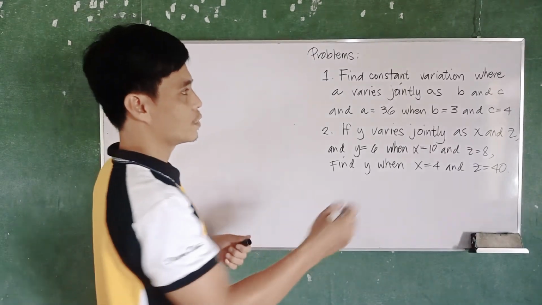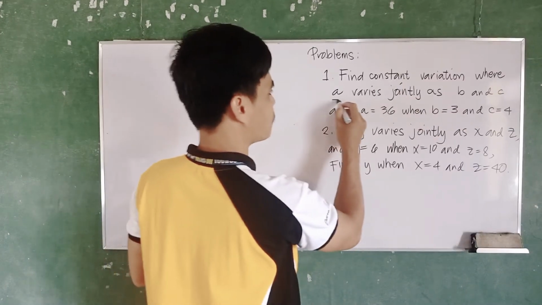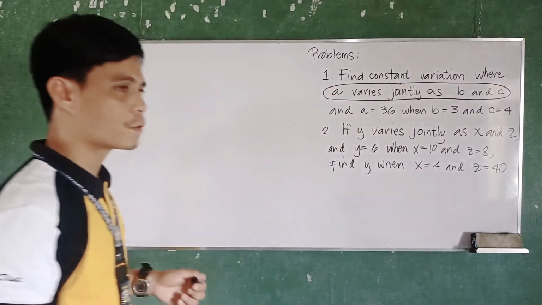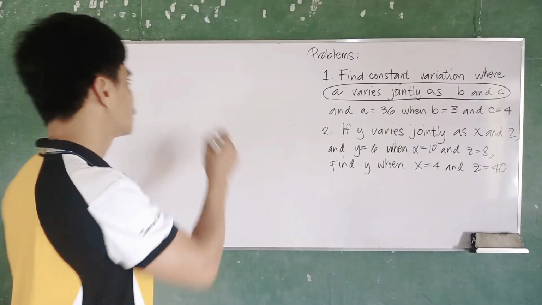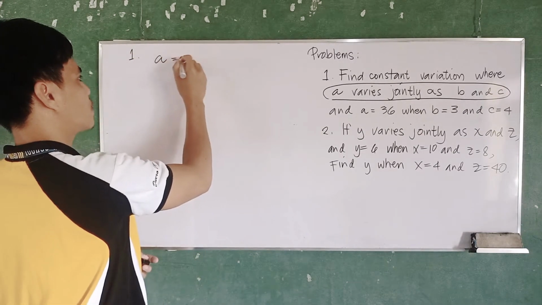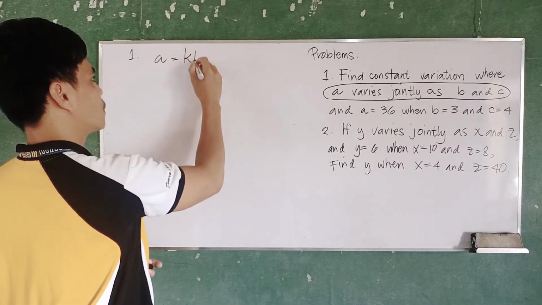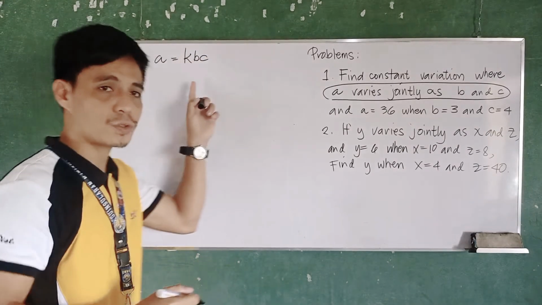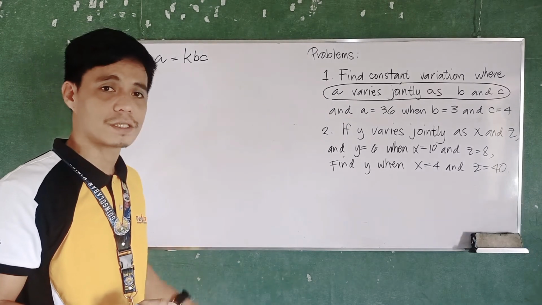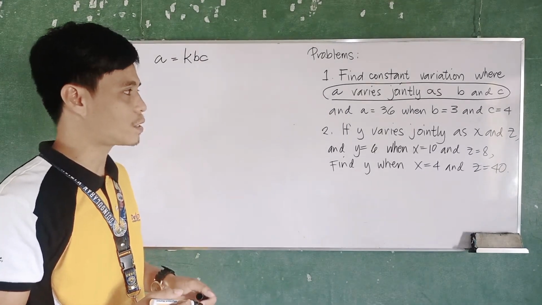So, therefore, yung variation natin where A varies jointly as B and C. So, therefore, gagamitin natin yung symbol niya. So, for number 1, we have A varies jointly. So, therefore, A equals K, B, and C. So, this would be the symbol of the statement A varies jointly as B and C. I hope you understand, guys.